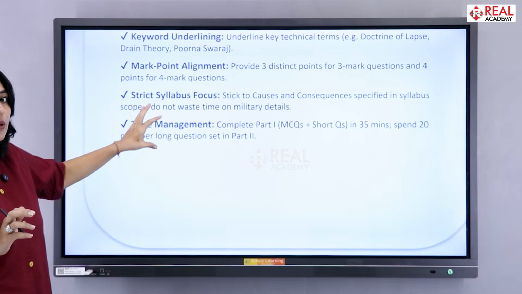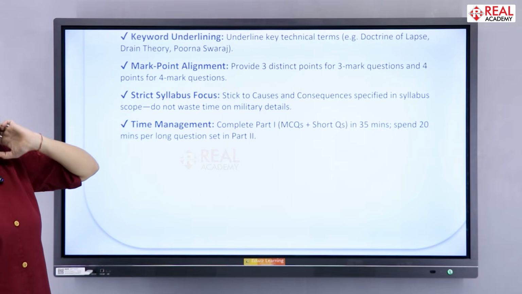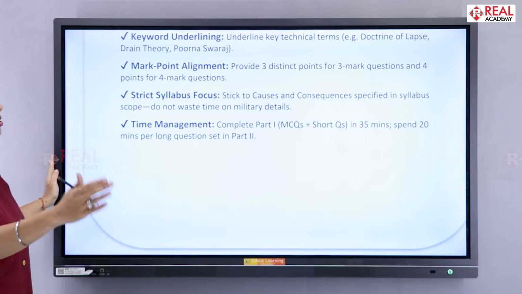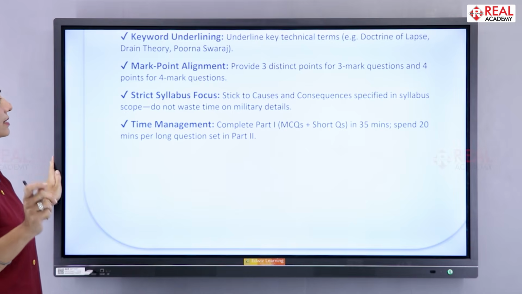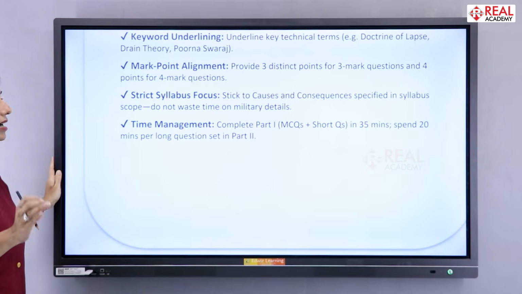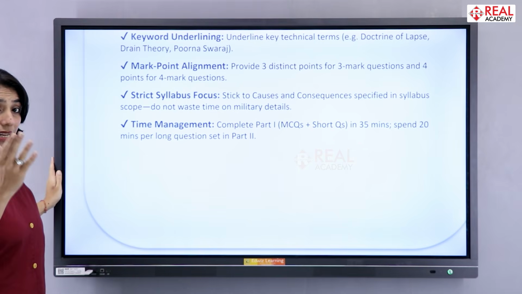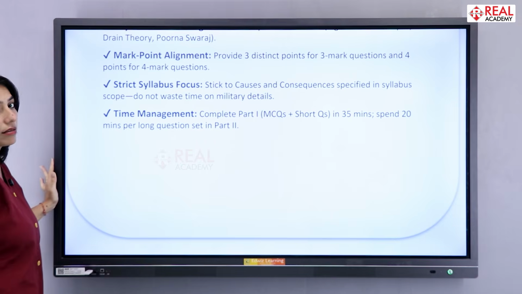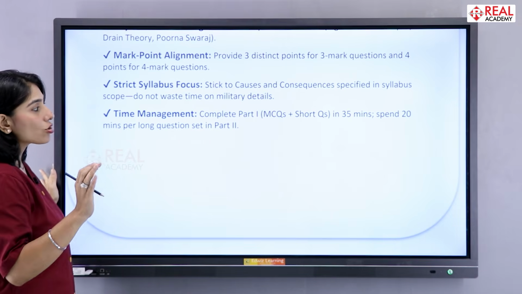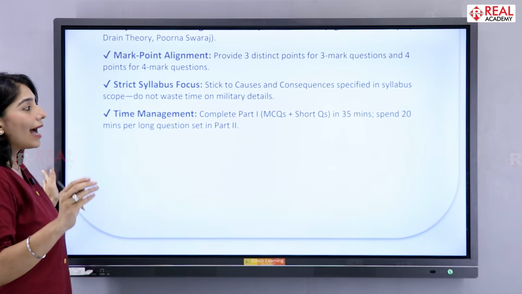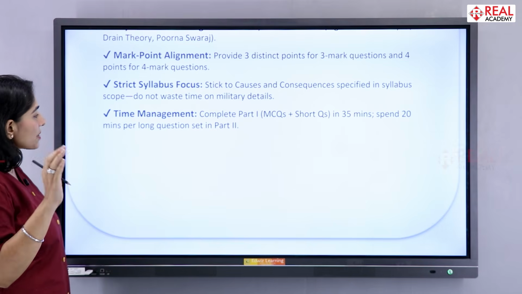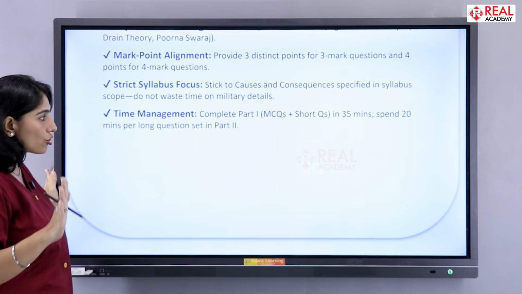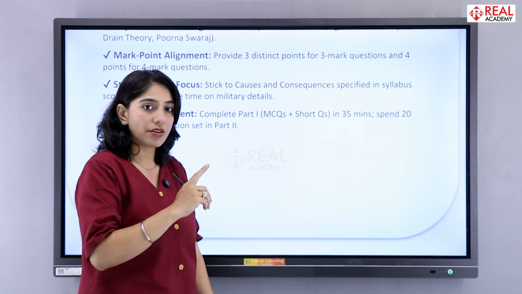Stick to the syllabus which is provided by the council to you all. All right. How do you stick to this? By the causes and the consequences which are specified in the syllabus. Do not waste time on the military details. That means adding more details to it. Time management is a must. Okay, so your complete Part 1 MCQs and short answers has to be done within 35 minutes. Spend 20 minutes per long question in the set, which is Part 2. So this is all we have for history here.